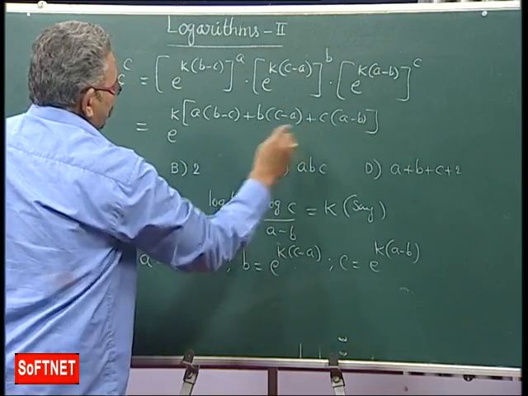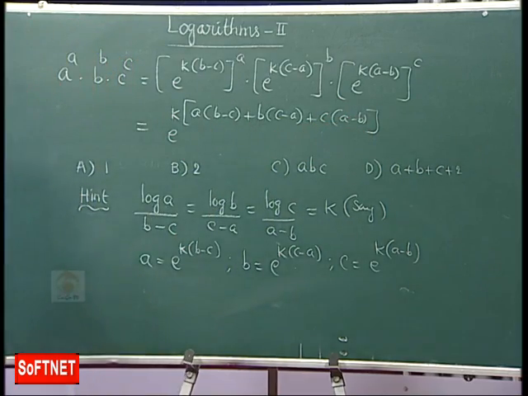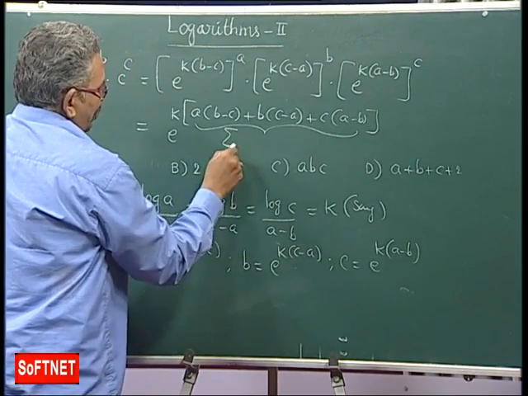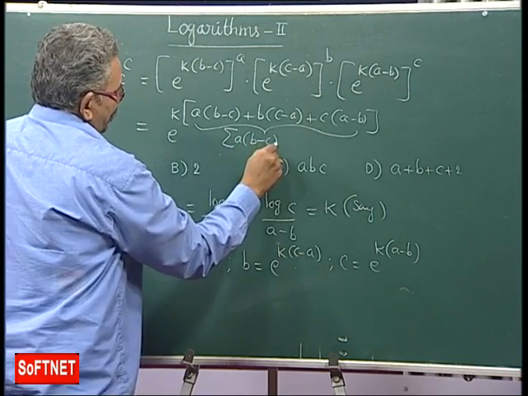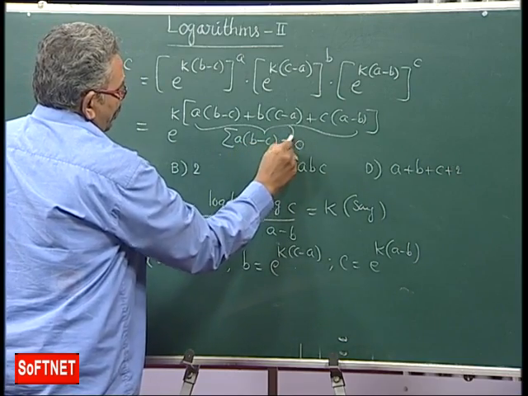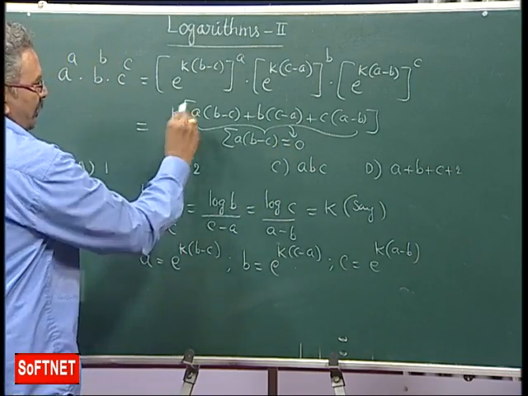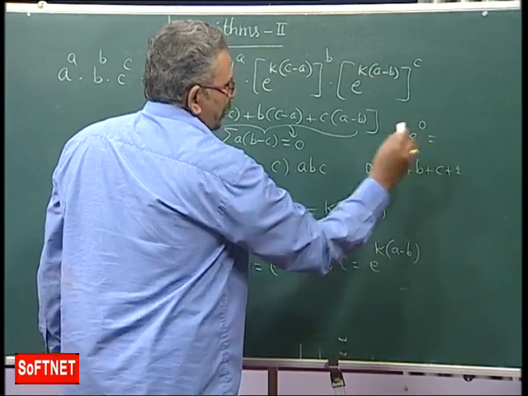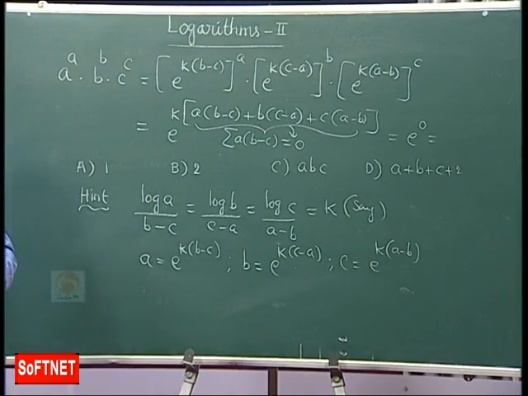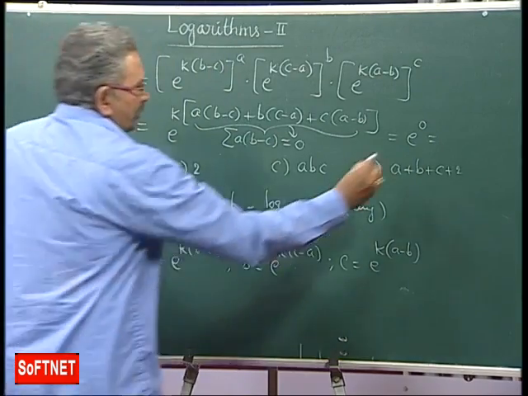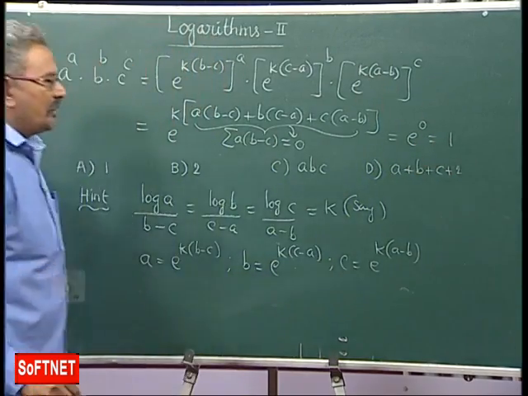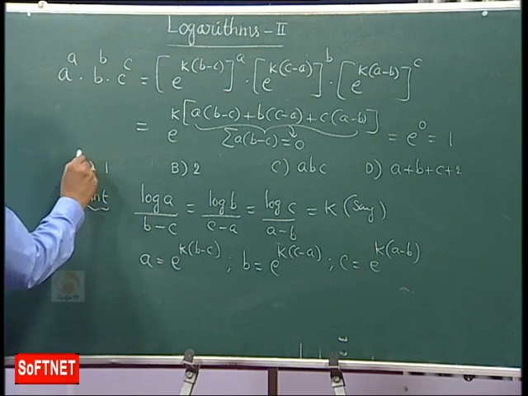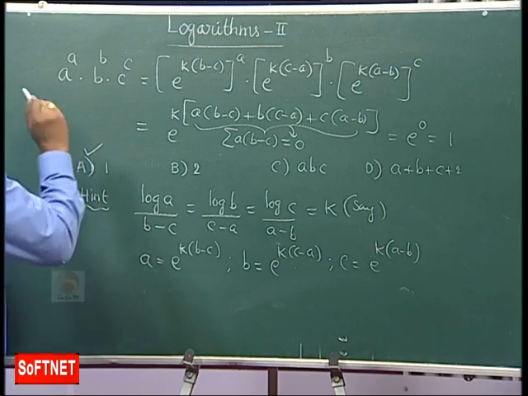If you observe, they are in cyclic order. This can be written shortly as sigma A into B minus C. If you expand, you get this value is equal to 0. K into 0 is 0. So, this becomes E power 0. What is something to the power of 0? E to the power of 0 is how much? 1. So, now, can you expect the answer? Yes. 1 is the right option. So, A is the right option.